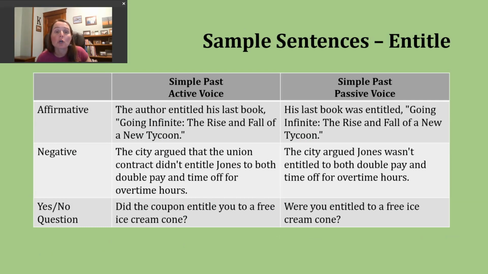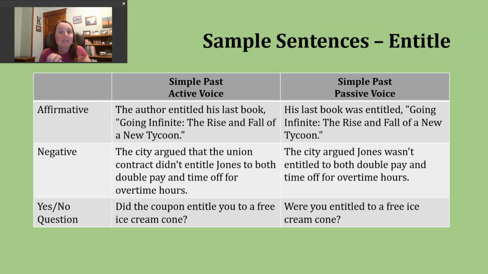Okay, let's start with our affirmative or positive way of making a sentence, and we'll start with the active voice. Our structure here is going to be to start with our subject and then use that ed form of the verb. So an example of this might be, the author entitled his last book, Going Infinite, the Rise and Fall of a New Tycoon. This sentence would go back to that second definition here. We're talking about a text and the naming of a text. This sentence specifically is using the writer Michael Lewis as an example. That is a real book.